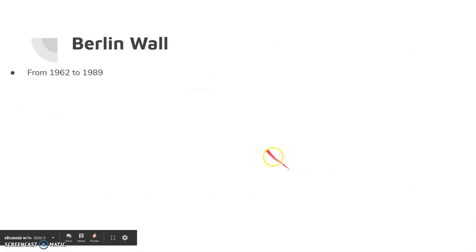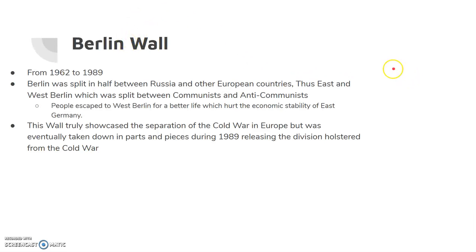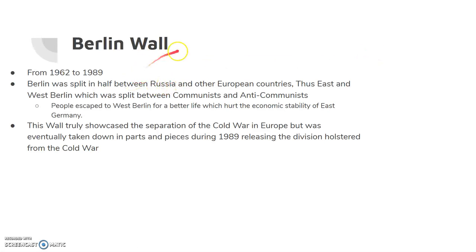The Berlin Wall. So, a little context about this. Berlin, the city in Germany, essentially was split down the middle between Russia and other European countries. I think it was Great Britain at the time. So the Berlin Wall stood from 1962 to 1989, and essentially East and West Berlin were created, which is split between communists and anti-communists.